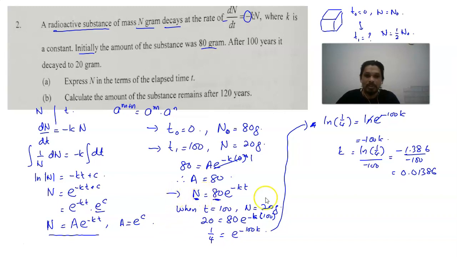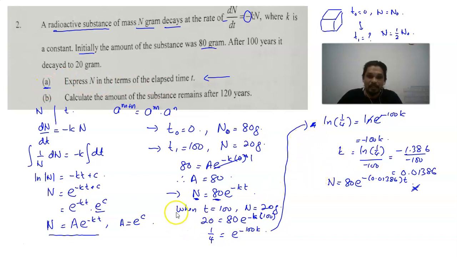Okay, so then we complete this equation here, where n equal to 80 e power of negative 0.01386 t. There you go. Now, express n in the terms of elapsed time t, which I think that we already found. The first question here, A.